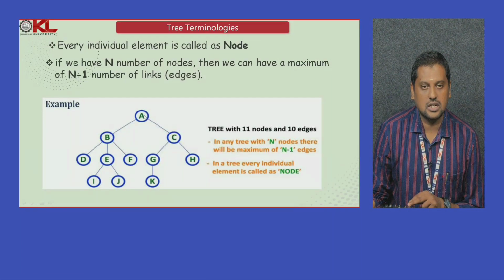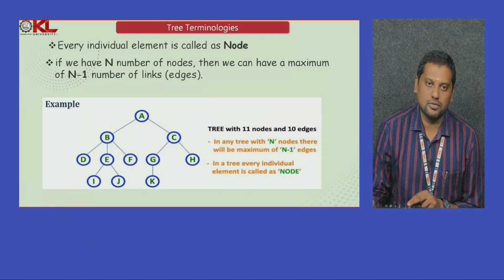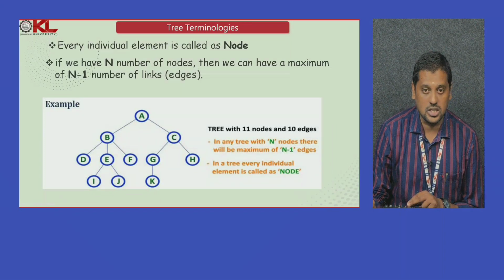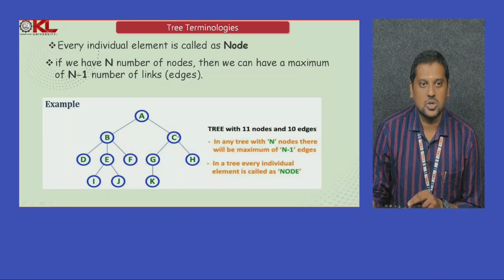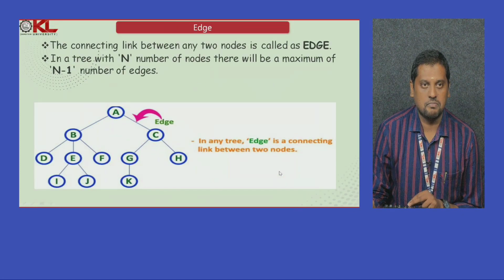Here if you see, A is a node, C is a node. This A node and C node is connected with a line which is known as edge. If we have totally n number of nodes, we should have n minus 1 links. For example, if we have 11 nodes, it means that we should have 10 links. So in this example tree we have 11 nodes and 10 edges. Every individual element is called as a node.